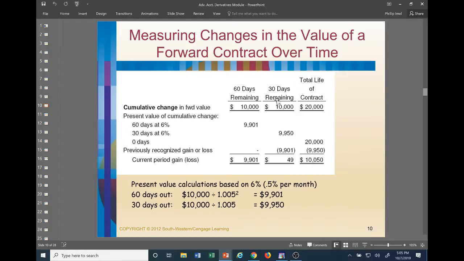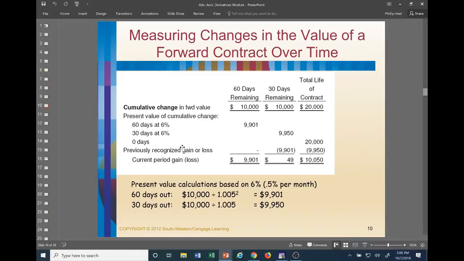So for example, in the beginning, $160,000 was the total forward value of the contract. So next, for the change in the forward value of $10,000, 0.17 times a million gives us $170,000, which is $10,000 more than the original 160. And then again at 30 days, it was 0.17 times a million, which is 170,000. That's still 10,000 more than the original 160.